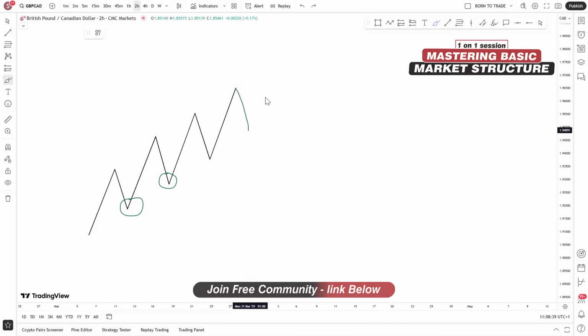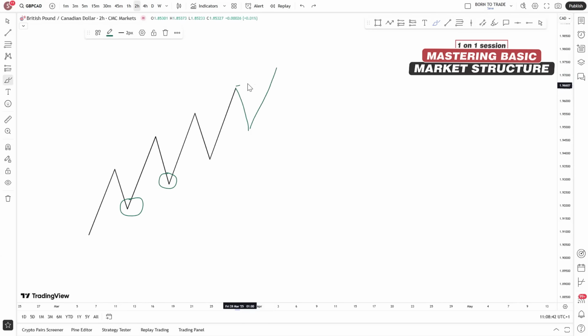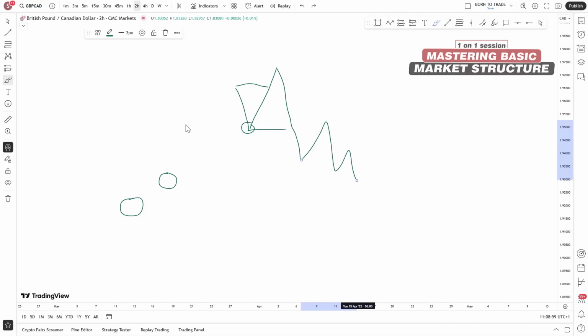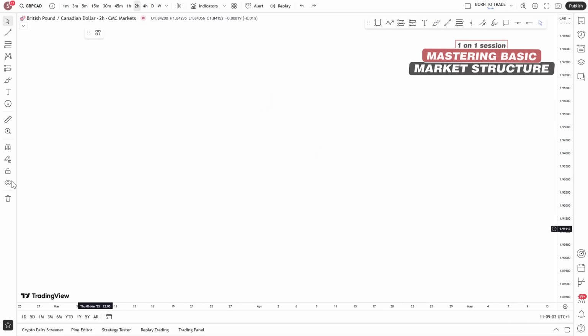So if price continues higher, it means that the high has been broken. So this new low is now protected and we don't expect price to drop lower. If price breaks underneath this low, it means that we have a shift in market structure. I hope you understand that part. So that is when we start anticipating that price will start dropping to the downside. So I hope this particular explanation makes sense to you.